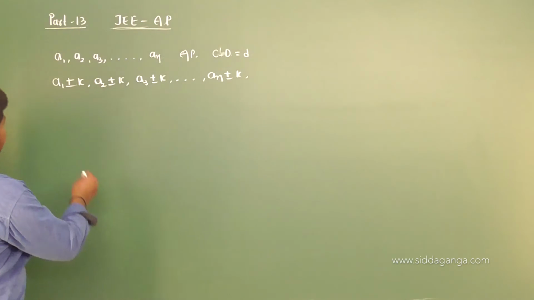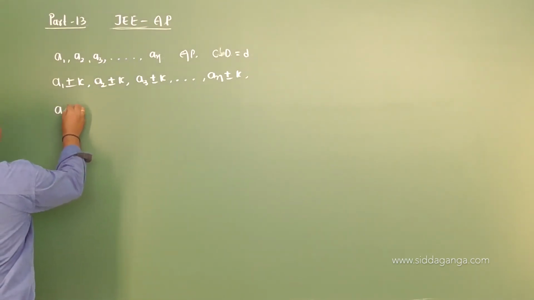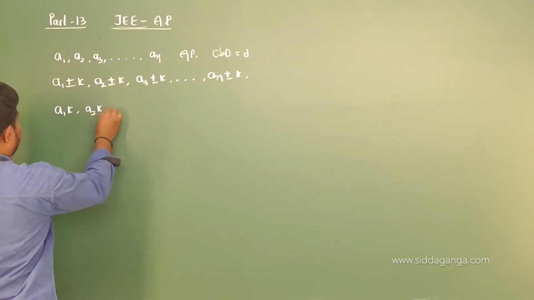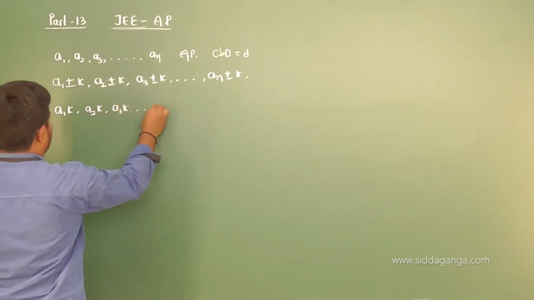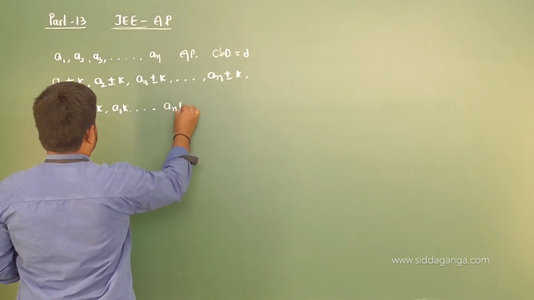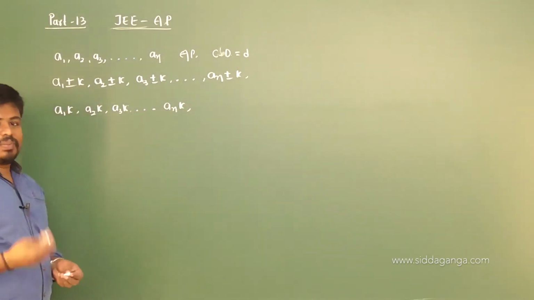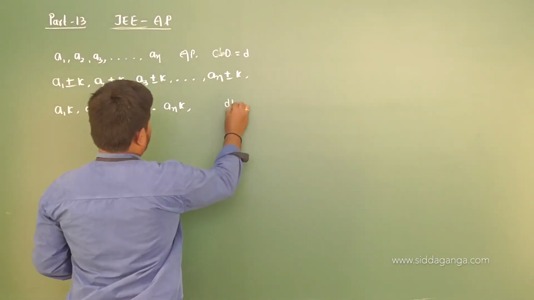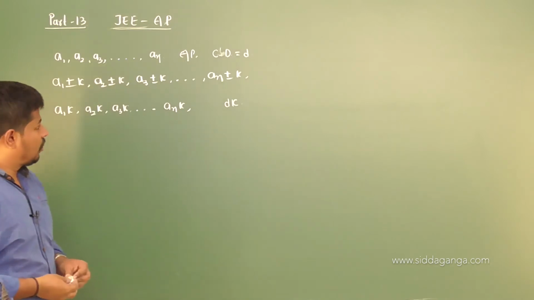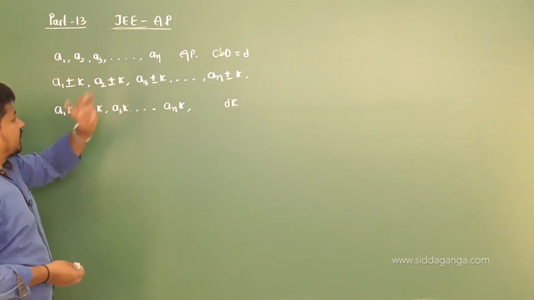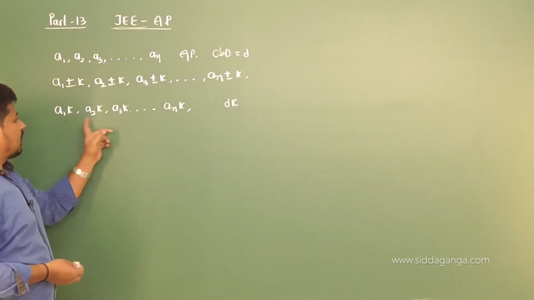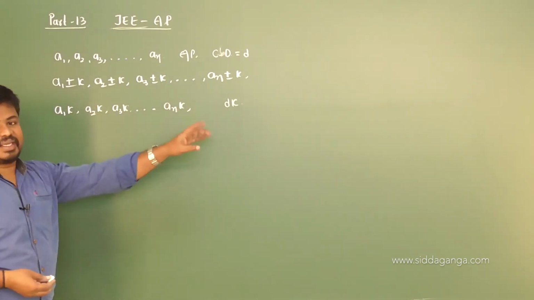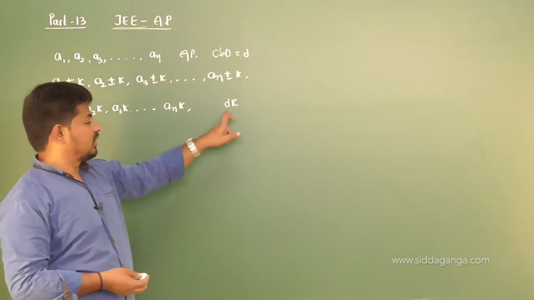Now, second thing: when you multiply by some non-zero constant K, where K is not equal to 0, A1K, A2K, A3K and so on, ANK will also be an AP with the common difference DK. When you multiply each term of a given AP with a non-zero constant K, the resulting sequence is also an AP with the common difference DK.